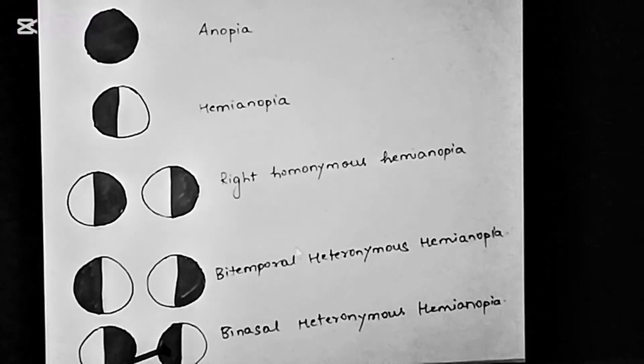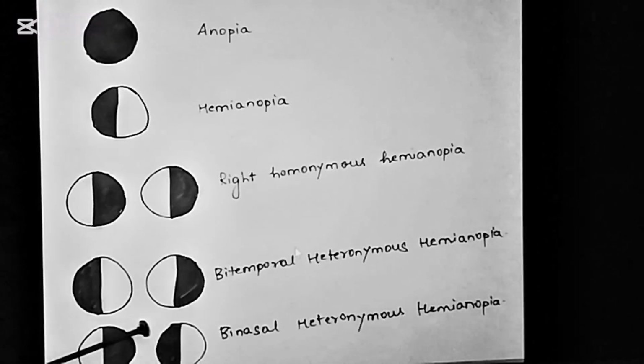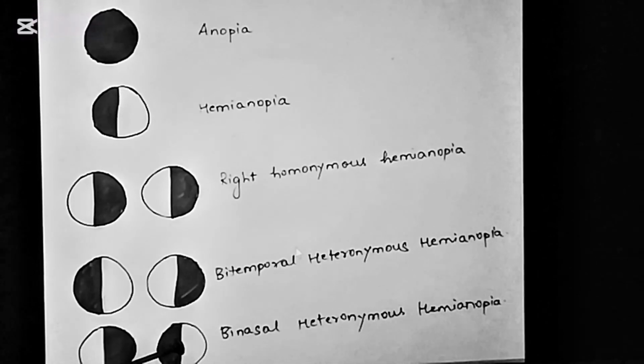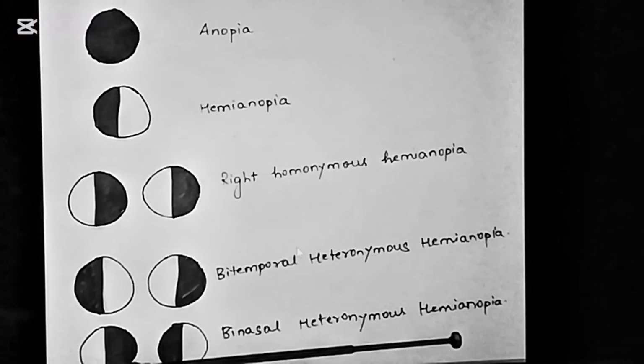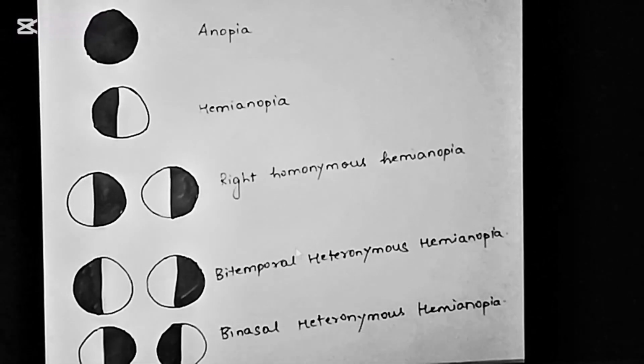Now see here what happens. We have binasal loss of half vision. So again, this is the right side of your left visual field and this is the left side. Again, there is something which is not homonymous. So we call it binasal heteronymous hemianopia.